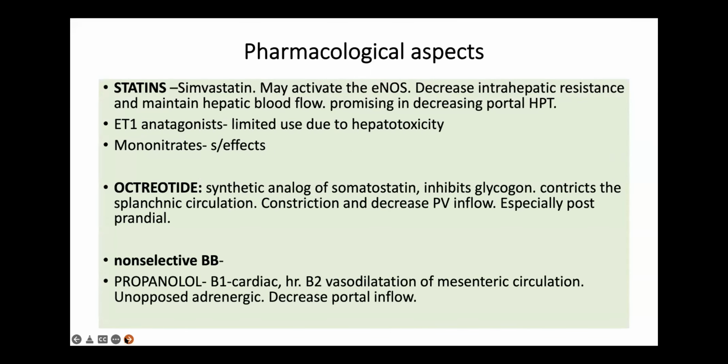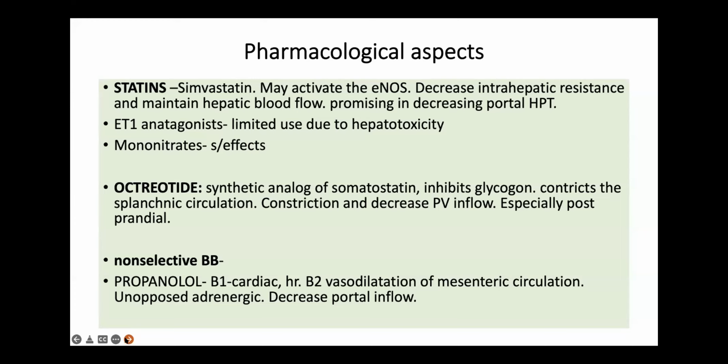Just to highlight aspects of pharmacology related to the physiology I've discussed briefly. Statins are not commonly used, but it's quite topical at the moment. Simvastatin has been studied to decrease portal pressure. It may activate the nitric oxide enzyme and decrease intrahepatic resistance, also maintaining hepatic flow. So that's something that's been studied. I think there should be a few papers out on that.